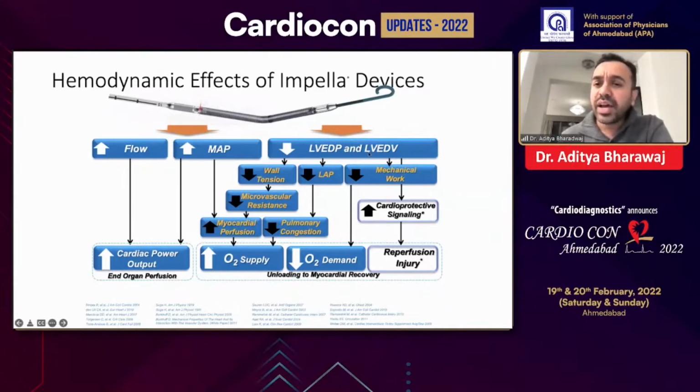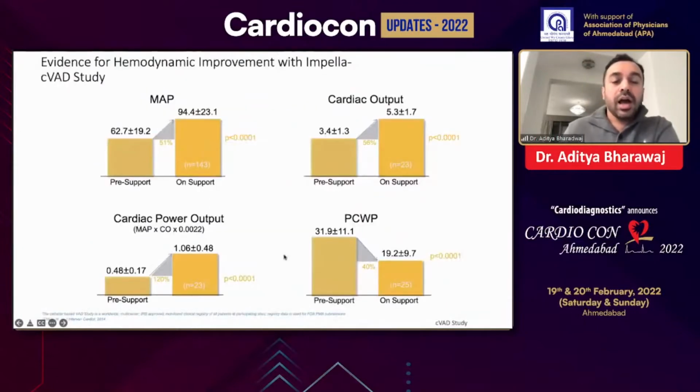Now, in addition to that, Impella, by decreasing LV end diastolic pressure and volume, decreases the mechanical work, and we'll talk about that a little bit. And there are hypothesis-generating studies from animal models suggesting that there's cardioprotective signaling and prevention of reperfusion injury. Now, all this stuff that I just said is backed by data. The data comes from the cVAD registry, which is a global multi-center registry comprising Impella patients.